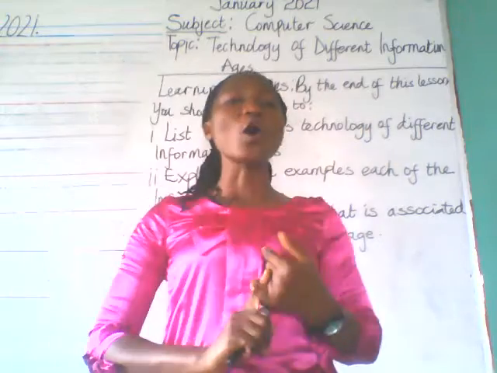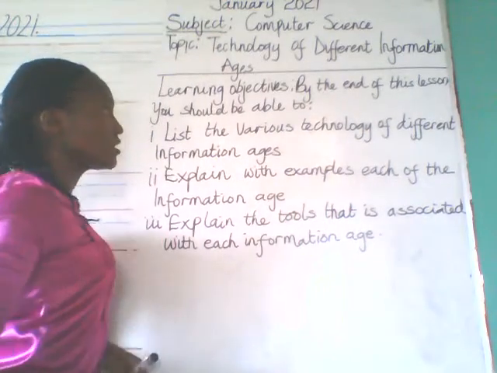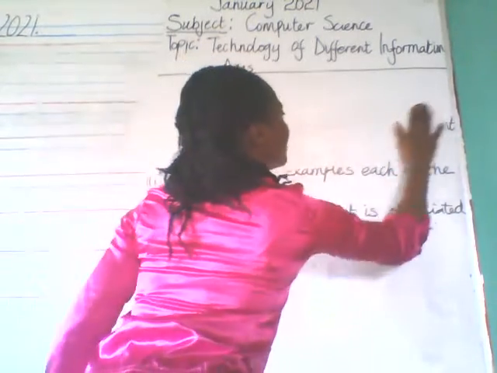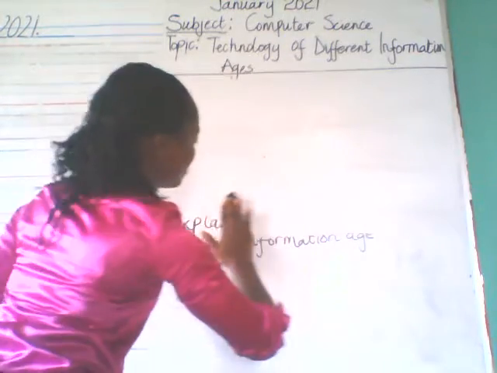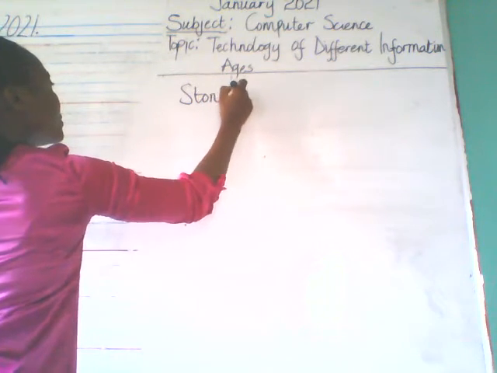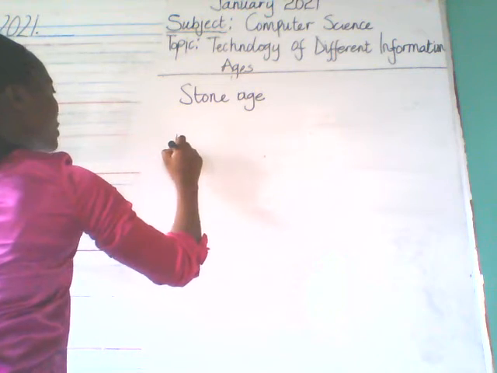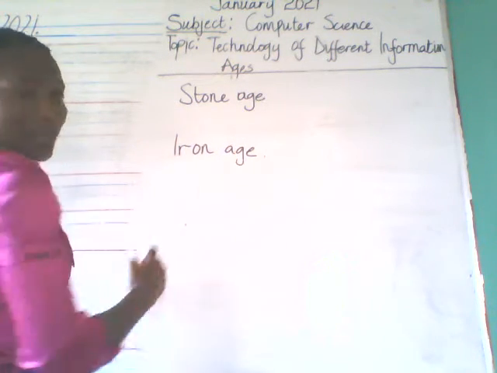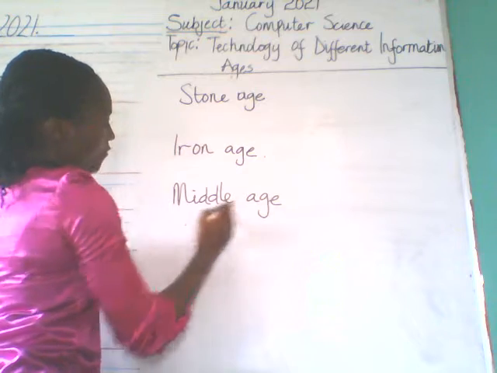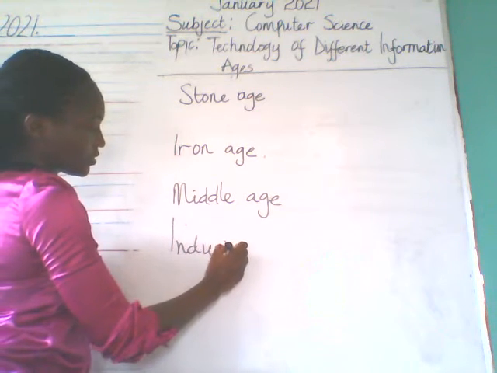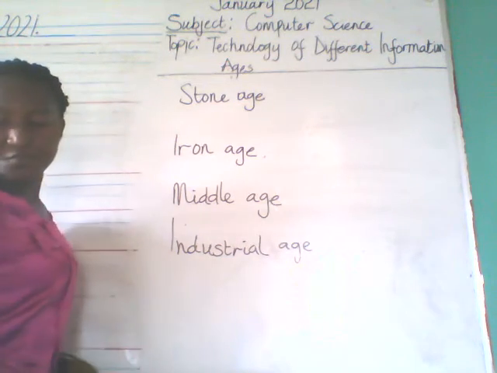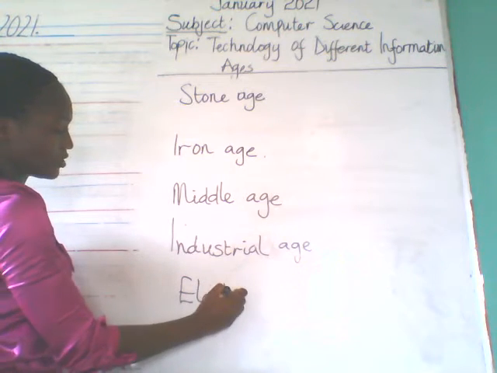Number 1 is the Stone Age. 2 is Iron Age. 3 is Middle Age. 4 is Industrial Age. And the 5th one is Electronic Age.